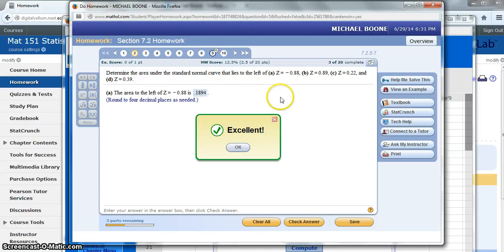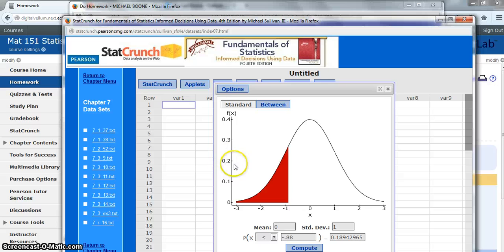And that's what it's asking us to do on these other questions, to the left of. So we just go to our StatCrunch and say less than whatever number they tell us, and that gives us an area underneath the curve. If our z-score is 0, that means 50% of the population would be to the left and 50% to the right, because that's right in the center of our distribution.